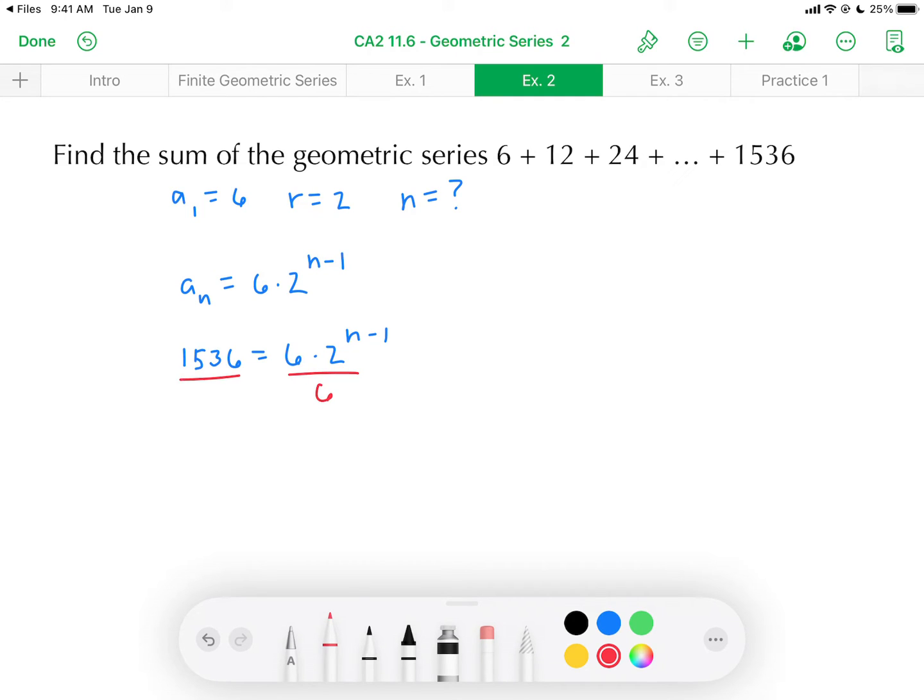Divide by 6. Okay, so 1,536 divided by 6. What's that going to give us? 256? Okay. Equals now 2 to the power of N minus 1. Where do we go from here? Luke, you said factor tree? What do you mean by that?